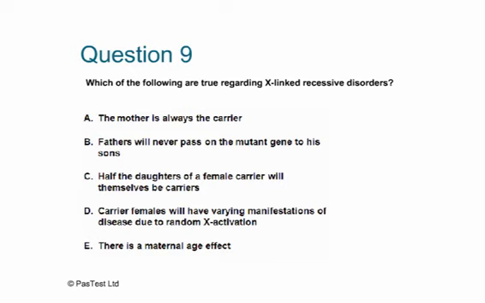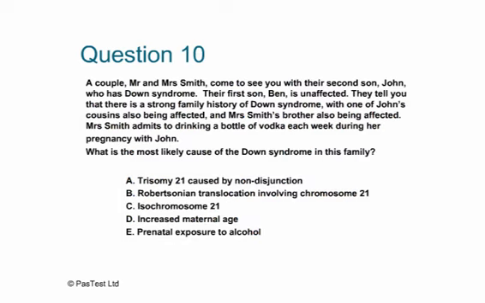And finally, let's take a slightly more clinical example and see how this can be used in a more clinical scenario. Here's a couple who've come to see you about their second son, John, who had Down syndrome. Their first son's unaffected. Now they're concerned because there's a strong family history of Down syndrome. One of John's cousins is also affected, as well as Mrs. Smith's brother. Mrs. Smith's concerned about drinking a lot of alcohol during pregnancy. So which one of these do you think is the most likely cause of Down syndrome in the family? Choose one now and write it down.